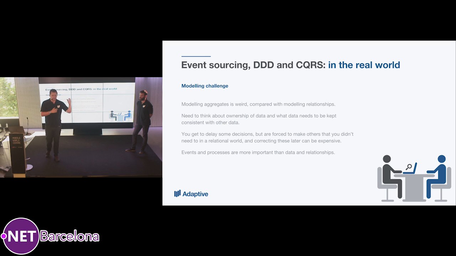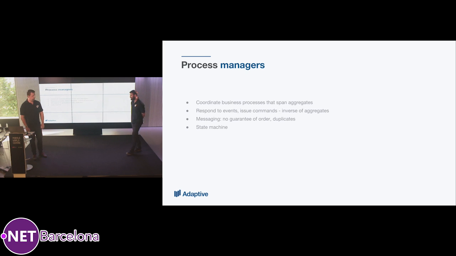So the points are, sorry for laboring the point, but I wish someone had told me this a year and a half ago. Events and processes are more important than data and relationships, because the processes are what happens in the system, and it's what the business owners think about and your users are concerned about, and the events are the facts about those processes, and they are far more important than the data and the relationships. And so talking about processes leads us on to process managers.